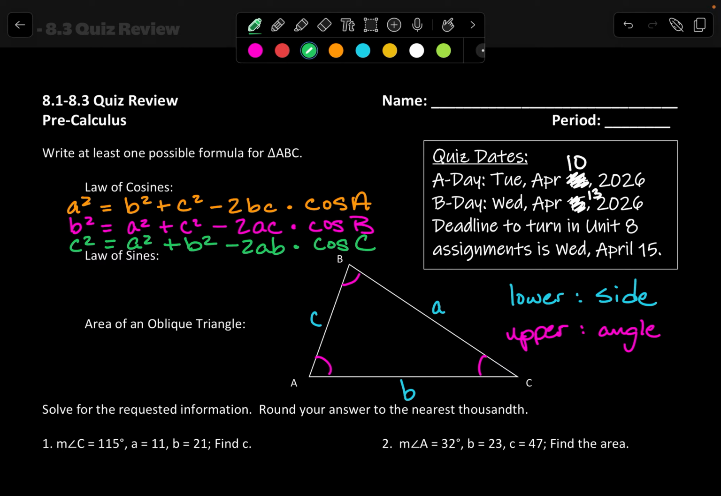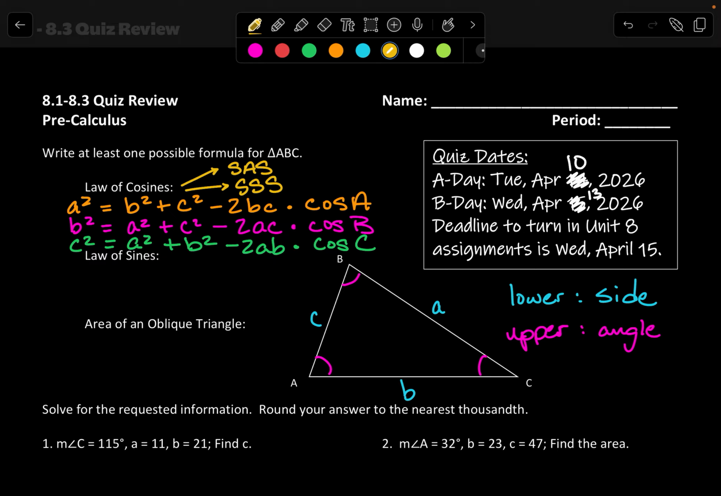Another reminder is when you can actually use the law of cosines. There's two cases. The first one is if you have side, angle, side. And the second one is if you have side, side, side. Those are the two conditions where you can use the law of cosines.